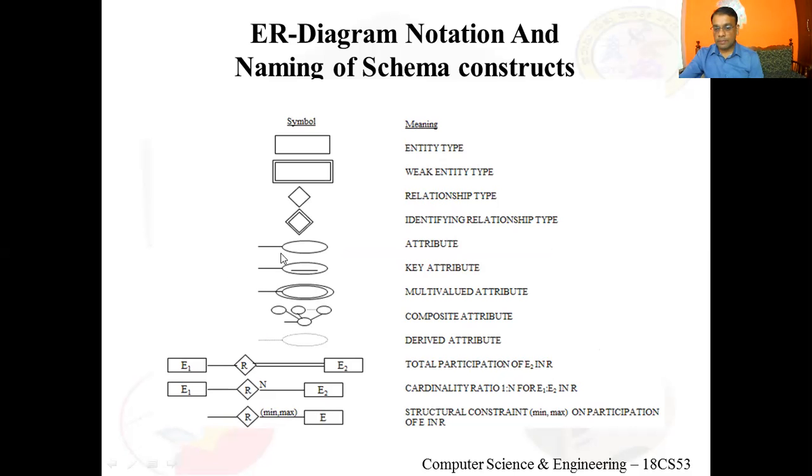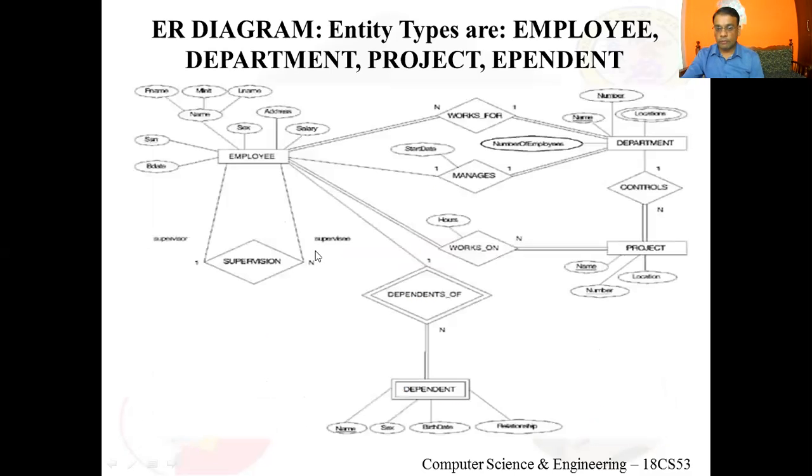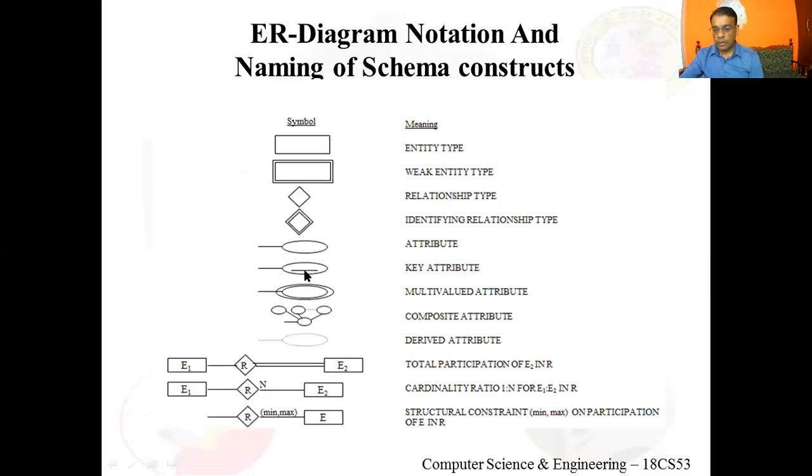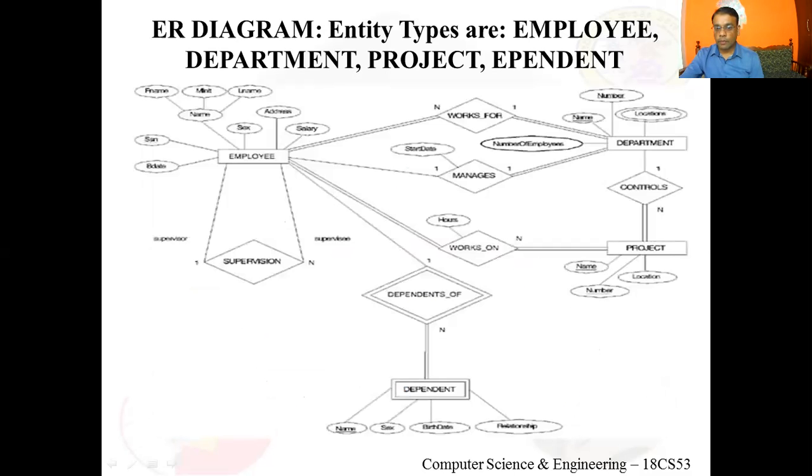Next, an attribute is represented with an oval shape. If you can see here in the ER diagram, attributes are surrounded with an oval shape. A key attribute is represented with an underlined oval. In this case, the key attribute is SSN, that is not visible, so it will be underlined. In the department, department number is the key attribute. Also, name is a key attribute. It's an arbitrary choice. The user can select either the name of the department or the number as the key attribute.